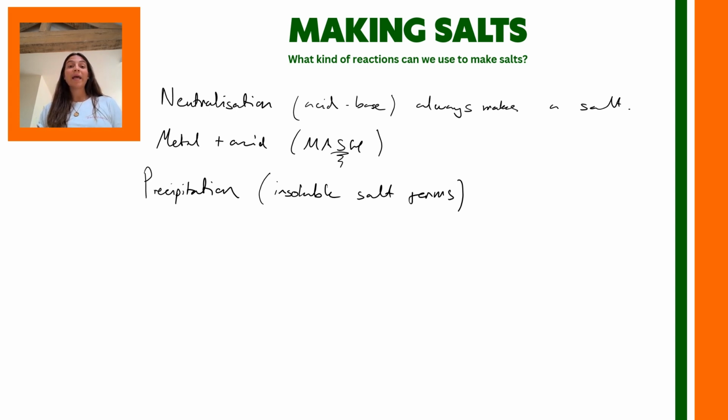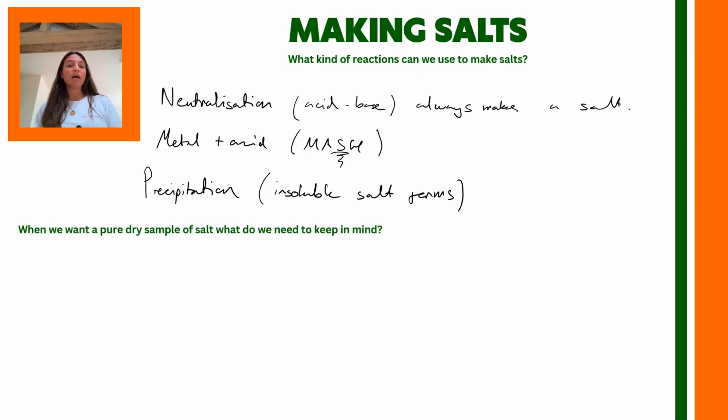So the method that we end up using to make these salts and then to separate them out as well really depends on a few things. It depends on if the salt that we're making is soluble or insoluble, but it also depends on the things that we are using to make that salt, the reactants themselves as well. So we'll go through some of those a little bit later.